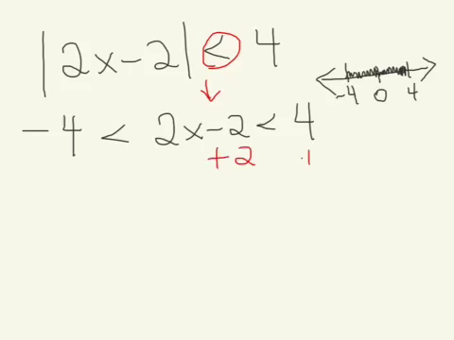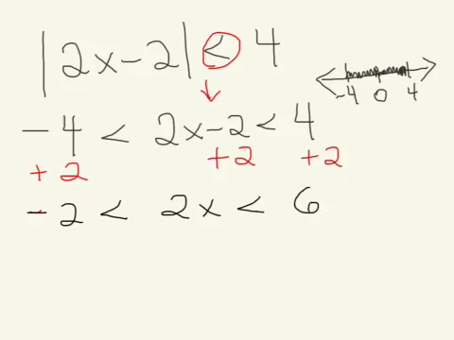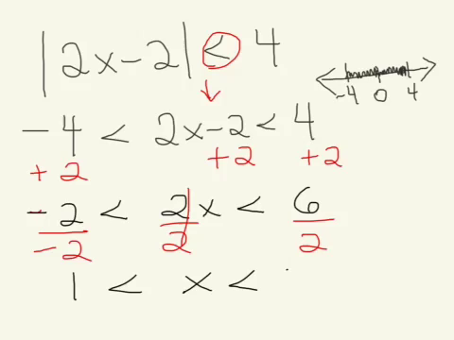And then when you solve that, you can solve it by just isolating x in the middle. So I would add 2 in order to get rid of that -2, and when you add 2, you have to add it to all the spots, right? So that gives me -2 is less than 2x, which is less than 6. And then you have to divide them all by 2, so you can get rid of that. And then you can get your final answer. 1 is less than x, which is less than 3.